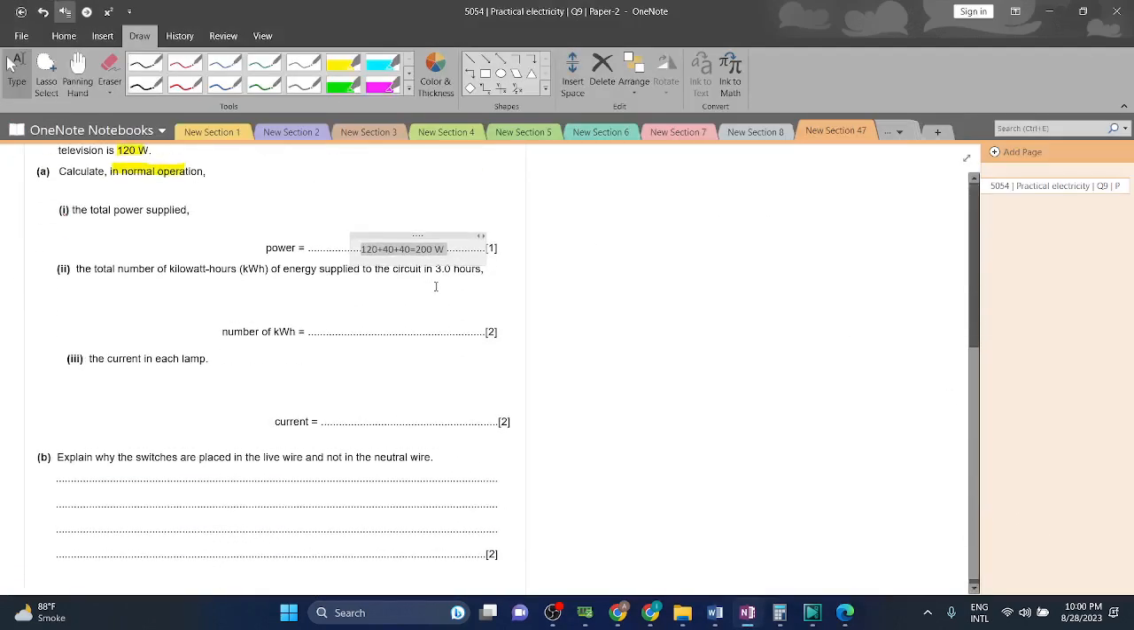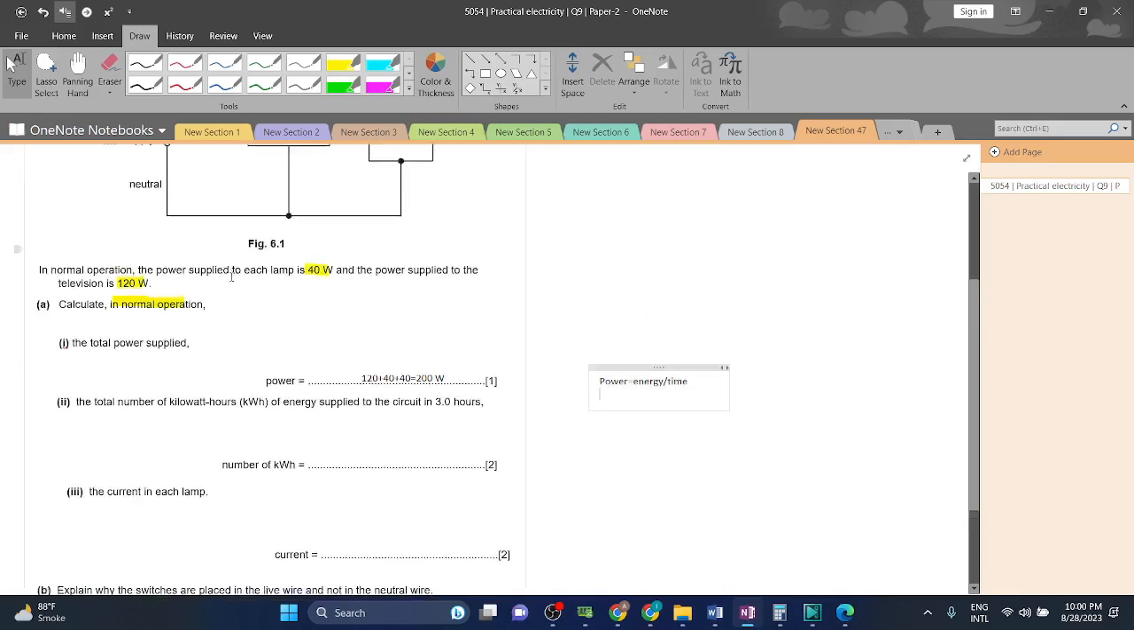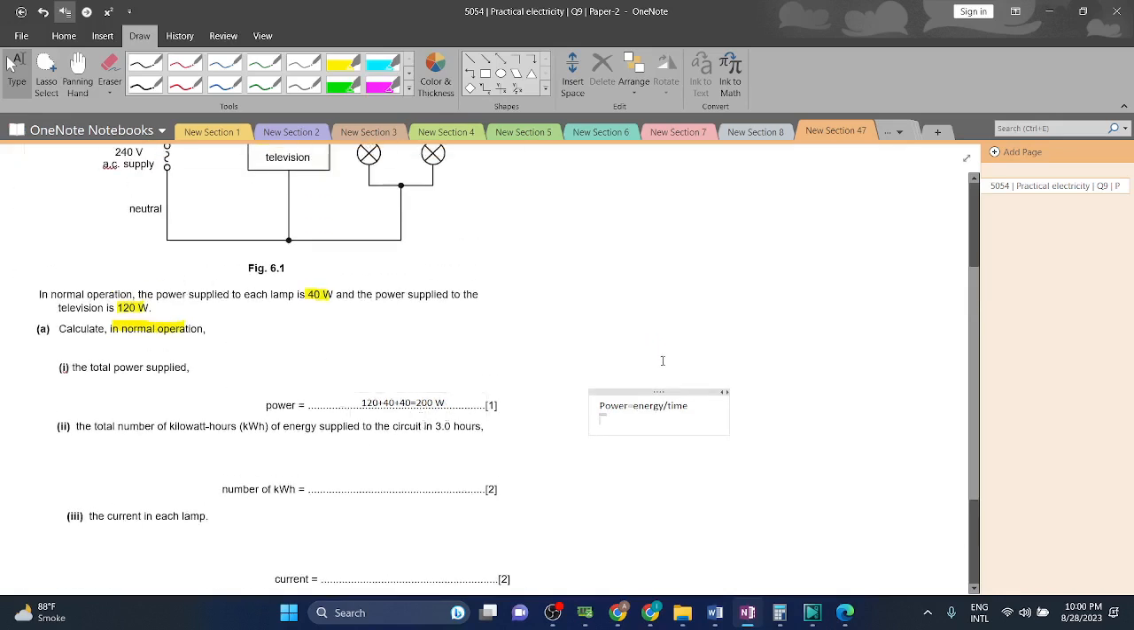200 watts. Next, the total number of kilowatt hours of energy supplied to the circuit in 3 hours. You know that power is equal to energy divided by time. What do we have for time? 3 hours. And since they are asking for kilowatt hours, we have to give the answer in kilowatt hours. So first of all, we divide the 200 watts by 1000 to convert it into kilowatts. So 200 divided by 1000 gives us 0.2 kilowatts. The power is 0.2 kilowatts. 0.2 kilowatts is equal to energy divided by time.